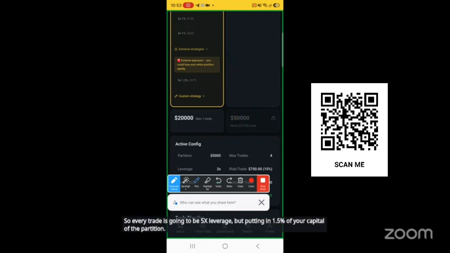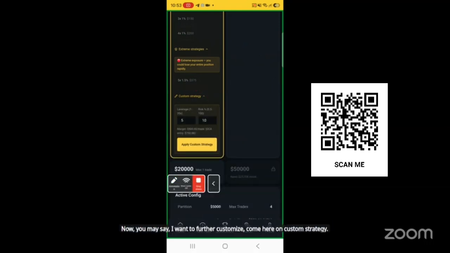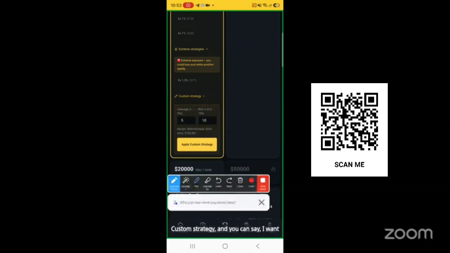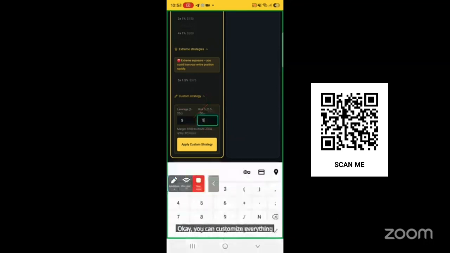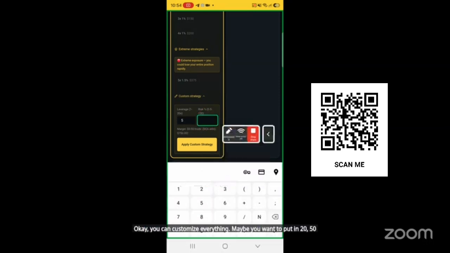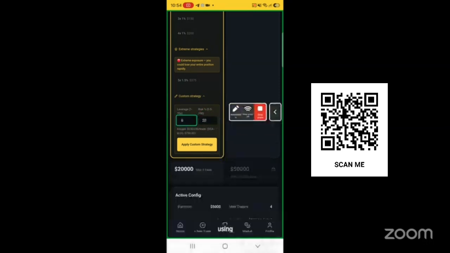Now, you may say, I want to further customize. Come here on custom strategy, and you can say, I want to use maybe 5x leverage with 10% on every trade. You can customize everything. Maybe you want to put in 20%, then using 6x leverage on each trade. It is up to you; you can customize the way you want.